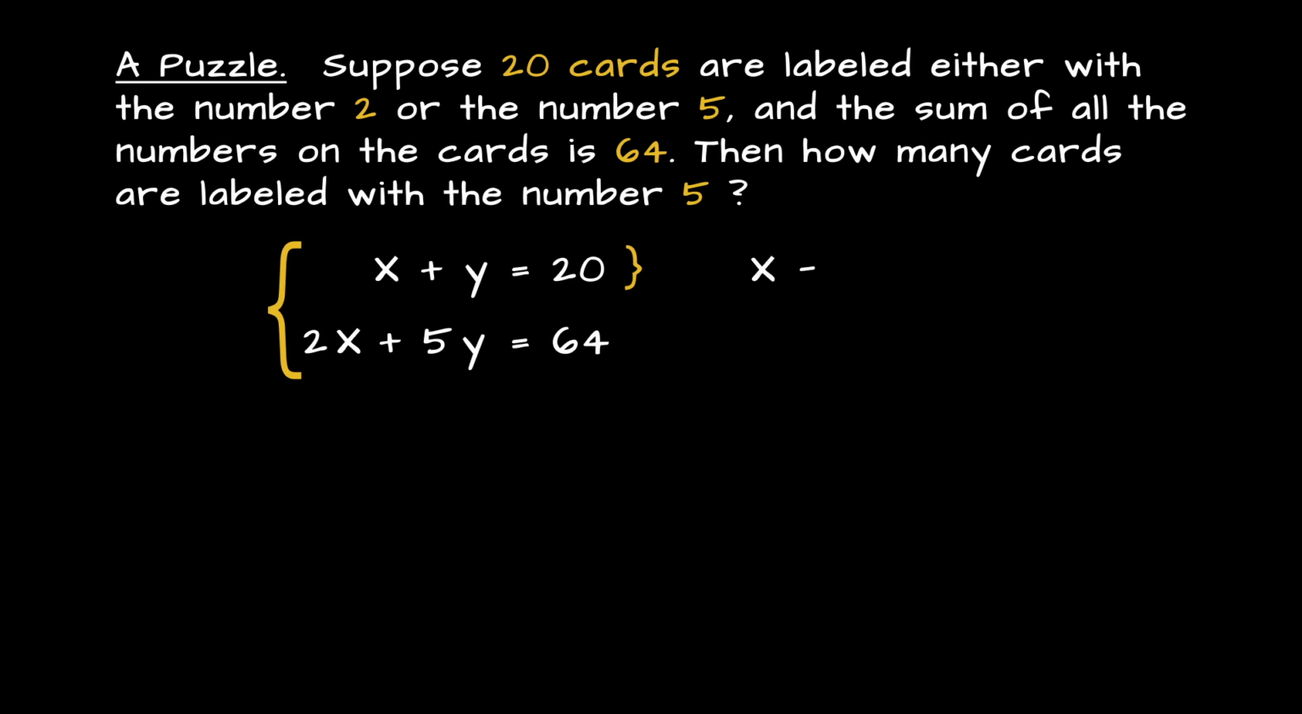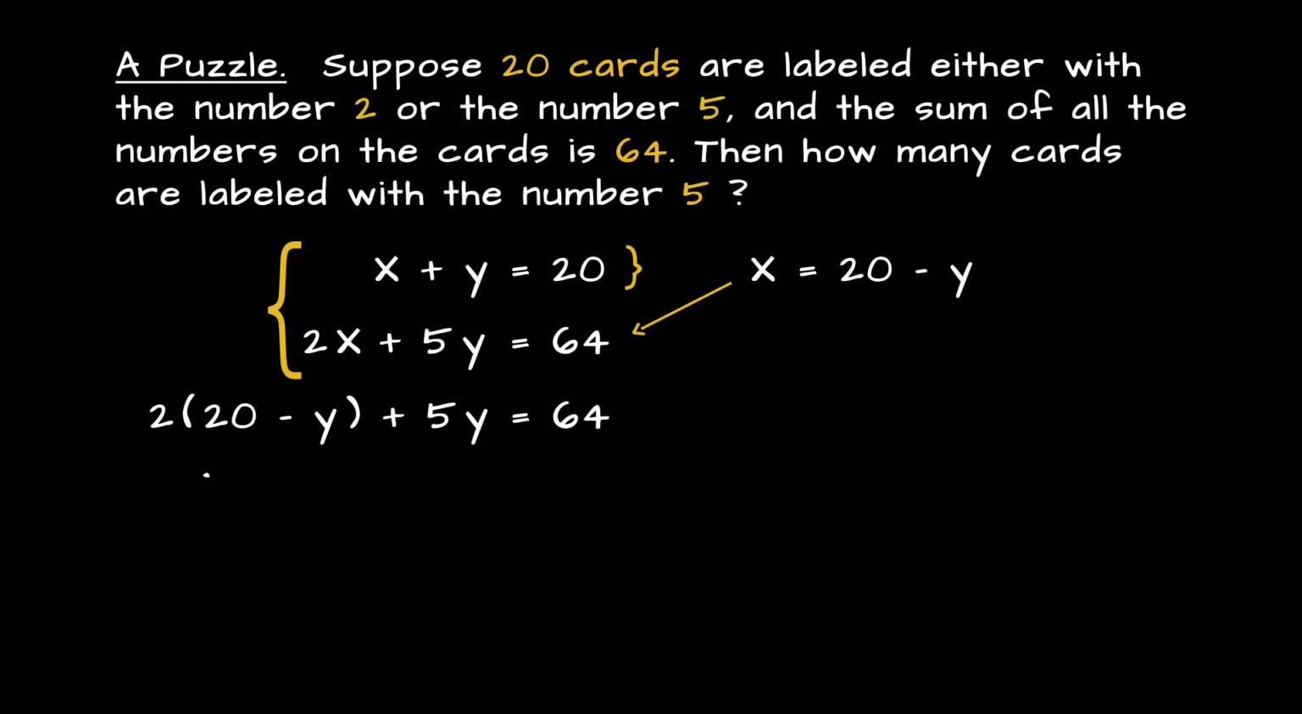So solving our first equation for x gives us x equals 20 minus y. And what we're now going to do is take this and substitute it into the second equation. When we do that, we obtain the following. 2 times x, but remember, x is 20 minus y, plus 5y equals 64. And by performing this substitution, we have now obtained an equation that involves only the variable y and some numbers, which we can solve for y.